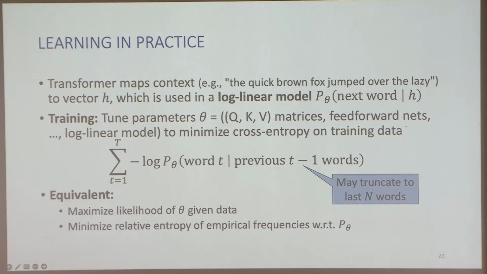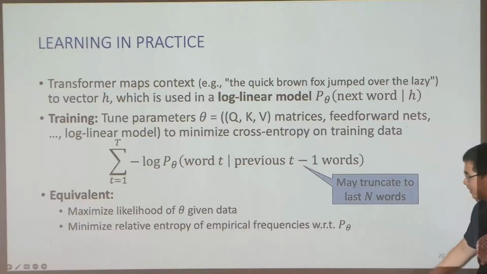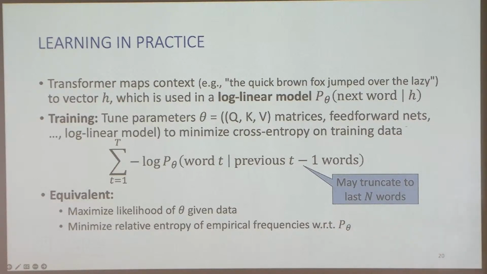This kind of objective has a lot of interpretations. It's like a maximum likelihood objective, trying to find the parameter with the highest likelihood. It's also related to information theory. It's kind of trying to find the model that has the smallest relative entropy of the data that you see relative to what your model is predicting.